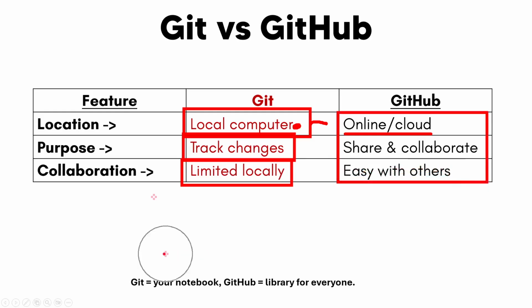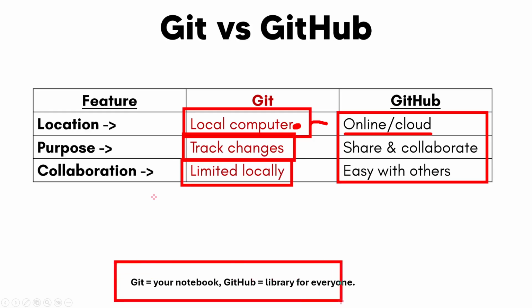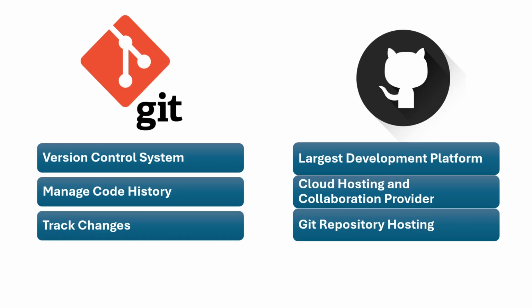Okay, so I've given you a summary here. Just think of Git as your notebook and GitHub as a library for everyone. They can see what you've shared. You can make it public or private, and so many things. And this is just a summary of Git and GitHub.